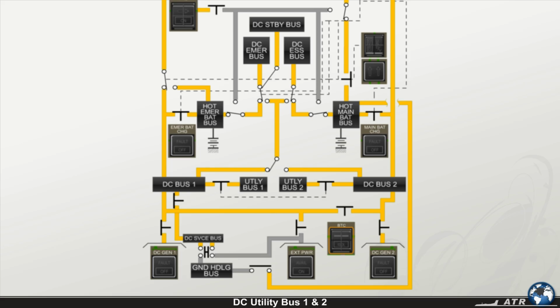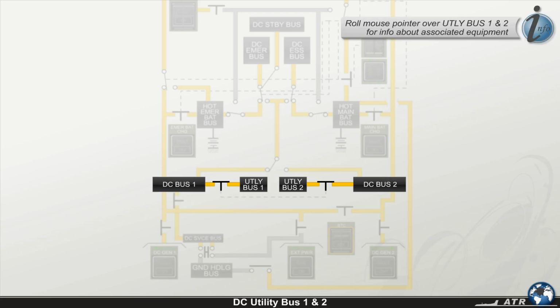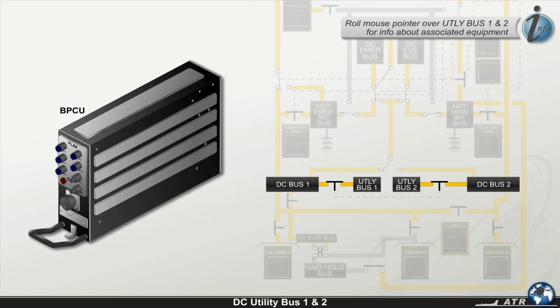If DC bus 1 is not powered for any reason, the buses will be automatically transferred to DC bus 2. Supplied with DC power from the associated main DC bus, the utility buses 1 and 2 power only non-essential consumers. You've already learned that the bus power control unit controls, in addition to other functions, load shedding. This functionality takes effect in case one of the utility buses gets into an overload condition. In this situation, the BPCU will de-energize the affected bus.